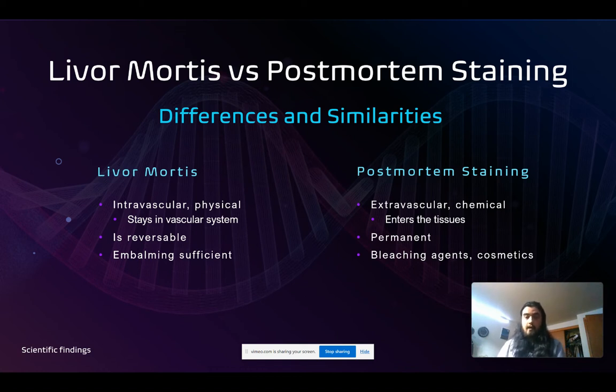So what that means is it's taking place in the vascular system. So it's not leaving the actual veins. So it is a physical change, and it is reversible. And embalming is sufficient in most cases in order to reverse this process.